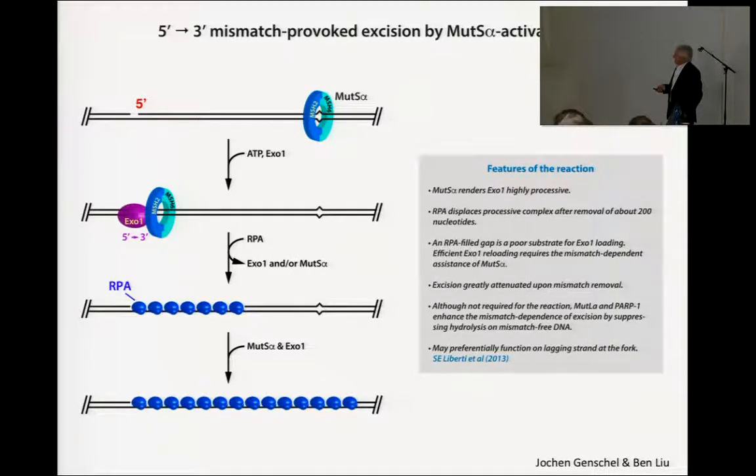So the only exonuclease definitively implicated in eukaryotic mismatch repair is an enzyme called EXO1, which hydrolyzes duplex DNA with 5' to 3' polarity. And when he was a postdoc in the lab, Jochen Genschel showed that EXO1 is activated by MutS alpha in a mismatch-dependent manner. Like bacterial MutS, MutS alpha is capable of ATP-dependent movement along the helix, and we think this sort of movement is probably involved in coupling action at those two DNA sites, which can be separated by as much as 1,000 base pairs. But the important point is that activation by MutS alpha renders EXO1 highly processive.